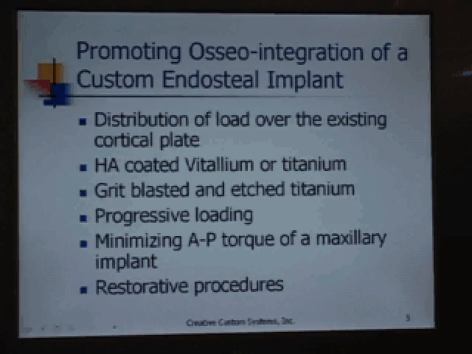For the maxillary implant, the AP torque of the final prosthesis needs to be managed in such a way that the implant is not overloaded. The restorative procedures we're going to show later are how we use an overdenture with a resilient liner that minimizes the amount of AP torque on the implant.